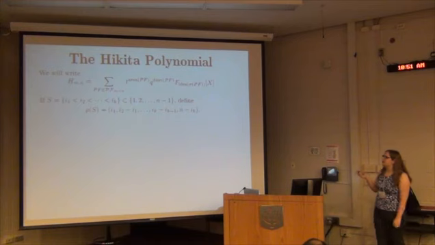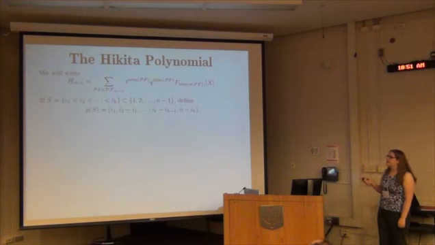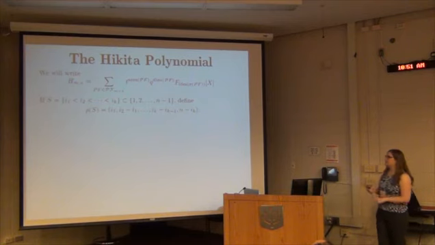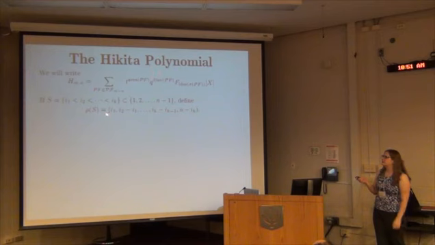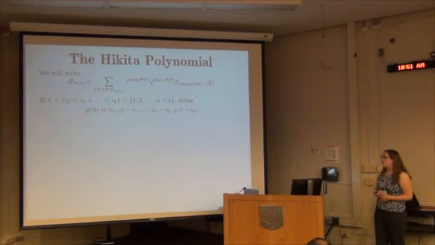So this is the Hikita polynomial, and I'm going to need one more piece of notation, which I'm going to call rho of a set. So when I have a subset of 1 through n minus 1, I can define a composition of n just by looking at the pairwise differences. So we look at the smallest element, then the difference between the second smallest and the smallest, etc. And finally the difference between n and the largest. This will clearly be a composition of n.